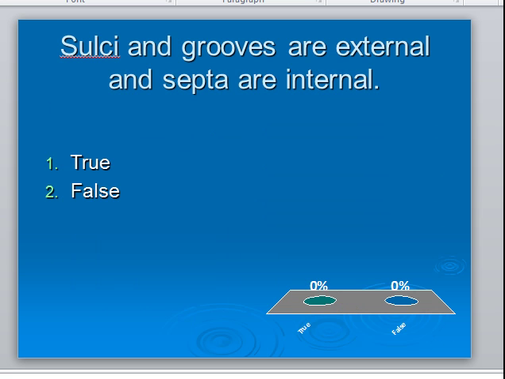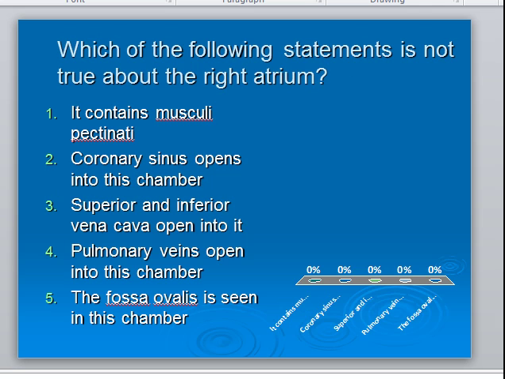And then here, sulci and grooves are external and septa are internal. This is a true statement. Septum is like a wall. It is present in between structures, so it's inside. Sulci, which are the coronary and the interventricular sulci, they are external. So this is a true statement.